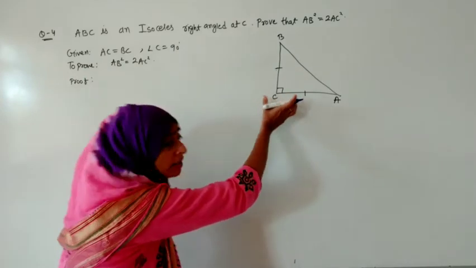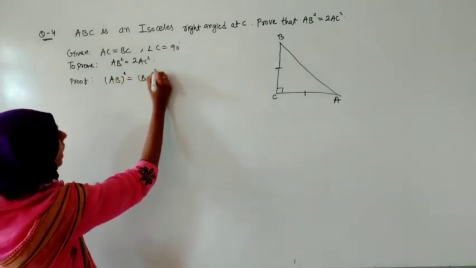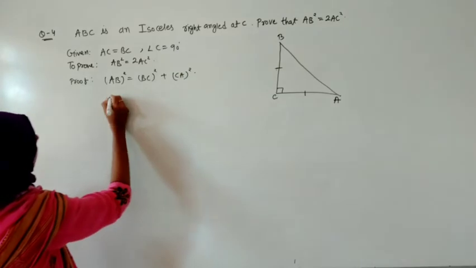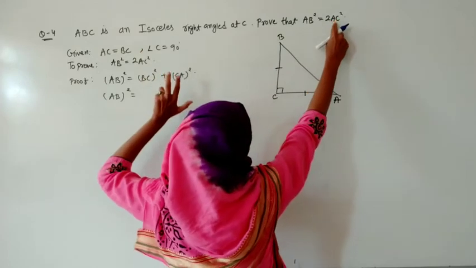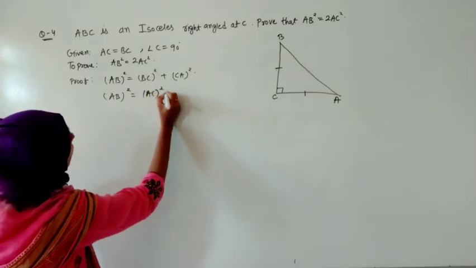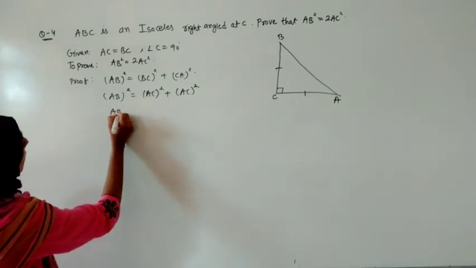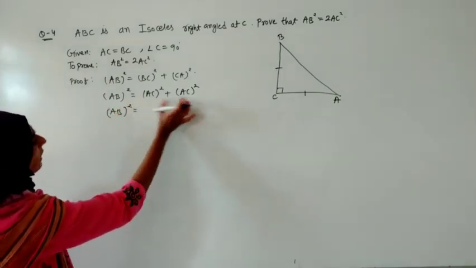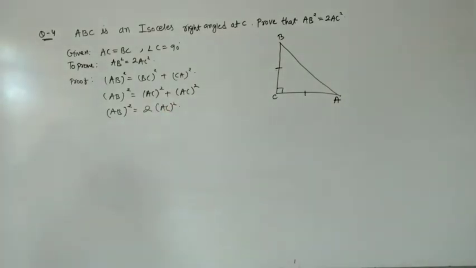We will not do any hard work, we just apply Pythagoras theorem. 90 is over here, so we will write AB square equals BC square plus CA square. We write AB square as it is, but in the answer we want AC square 2 times. So in place of BC we can write AC from given. It will become AB square equals 2 times AC square. This is the simple way we have proved it in a very easy manner. Just apply Pythagoras theorem and write the same.